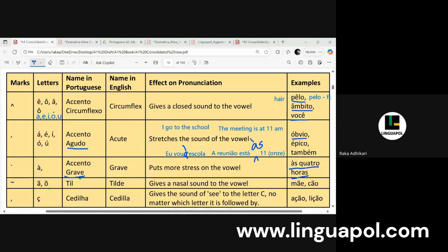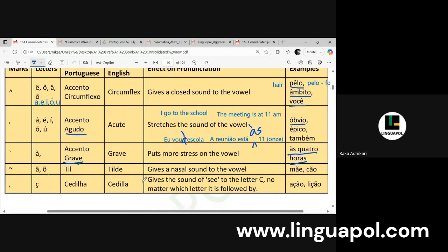Only in these situations. That is why it is comparatively rare than accent to circumflexo or accent to agudo. So that was our accent to grave. It's a grave sound, comes out of your stomach. This accent comes only with the letter A. In English, we call it grave accent. In Portuguese, we call it accent to grave.